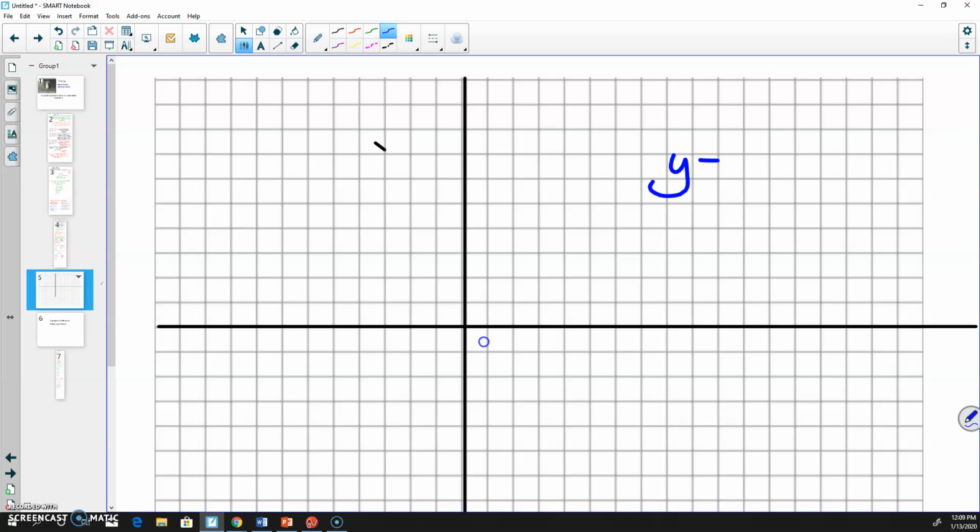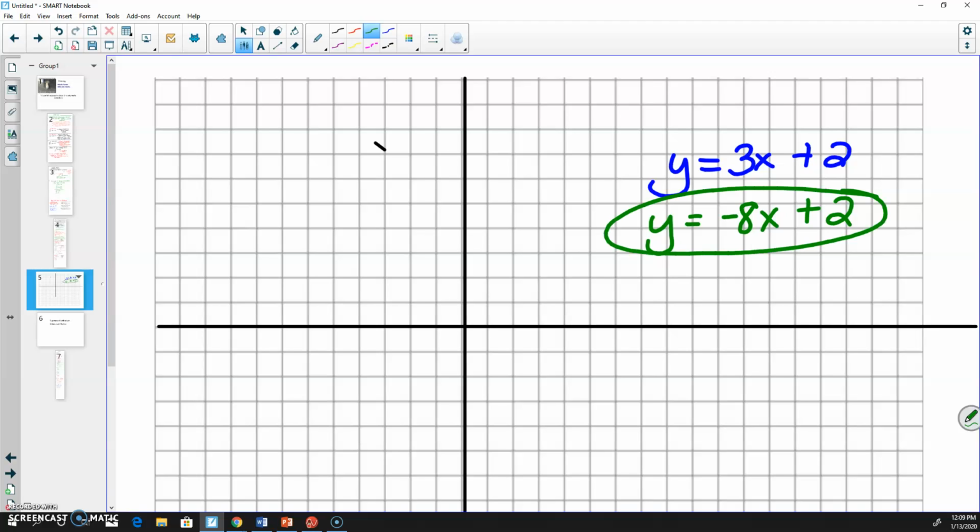Okay, real quick, what if you had a line that went like this? Your first one was y equals 3x plus 2. And your second line was y equals negative 8x plus 2. They both would start at 2, correct? The blue line would be positive. The green line would be negative, right? If you look at the absolute value, is 8 bigger than 3? Yes. So the green line would be more steep than the blue line because the slope is bigger. You have to look at the absolute value of the slope. Does everybody understand?